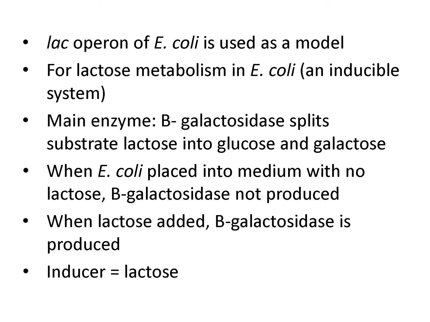Let's have a look at lactose metabolism in E. coli. It is an inducible system. The main enzyme in this system is beta-galactosidase, which splits lactose into glucose and galactose. When E. coli is placed into medium with no lactose, for example just glucose, beta-galactosidase will not be produced. But when lactose is present, beta-galactosidase is produced. So lactose acts as an inducer to the system, or to the lac operon.